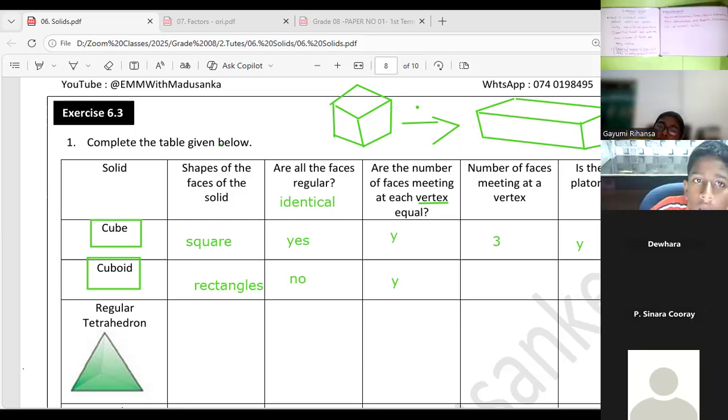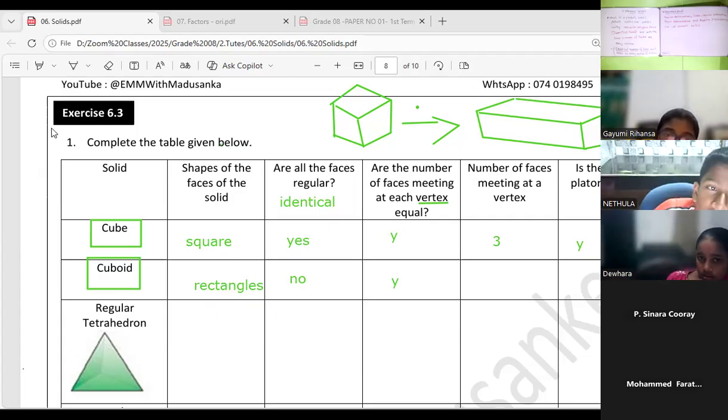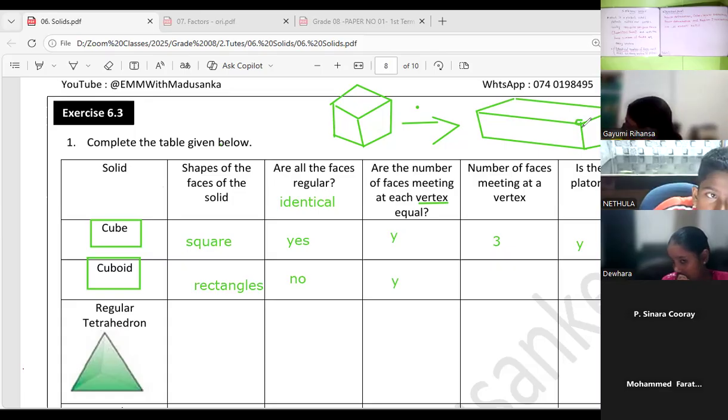Are you counting the number of faces? So here, if we consider this vertex, this is 1, 2, 3. There are 3 faces. If we consider this vertex, 1, 2, the other side is 3, right? So the answer should be 3. Yes.